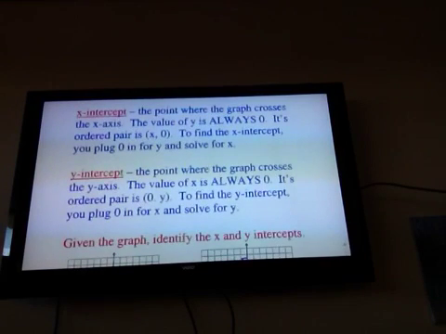The y-intercept, basically the opposite of what I just said about x. The point where the graph crosses the y-axis. The value for x is always 0. So its ordered pair is 0 and then some number for y. And to find the y-intercept, you put 0 in for x and solve for y.